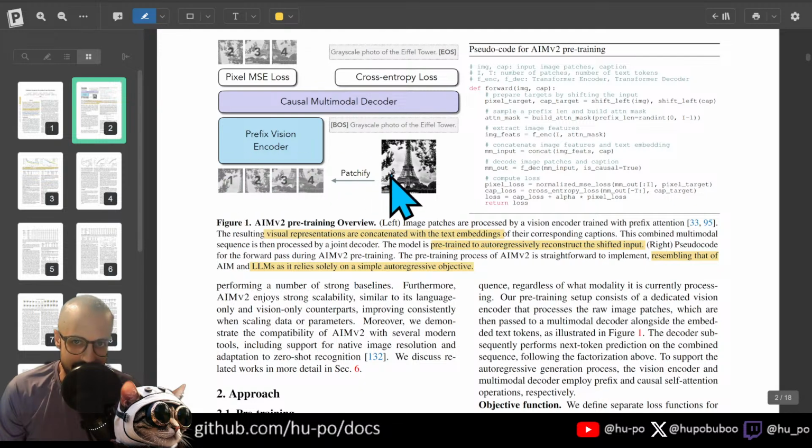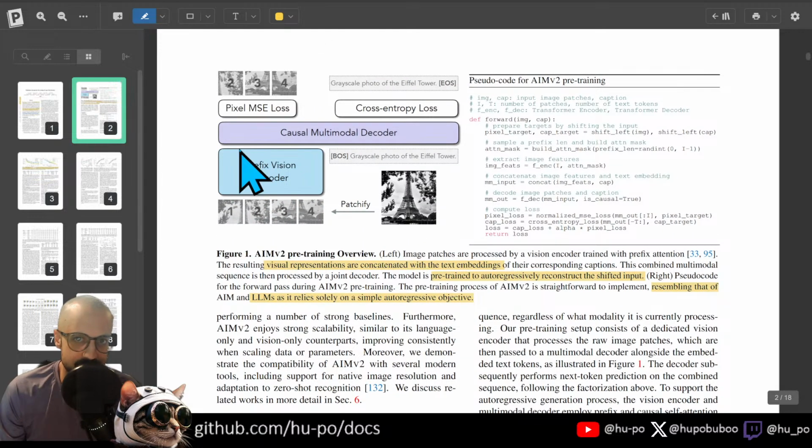You see how this is patchified. That's just a fancy way of saying you cut up the image into these little patches, and then you feed each of these patches into this vision encoder. That vision encoder creates these vectors. Those vectors get concatenated with the text embeddings.